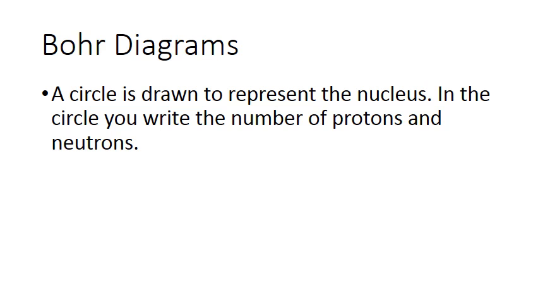So if you're looking to make a Bohr diagram of an element, the first thing you need to do is draw a circle. And this circle represents the nucleus. In that circle, you're going to write the number of protons and neutrons that that element has.